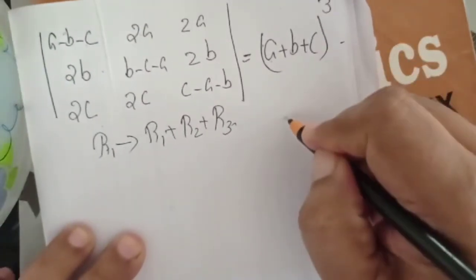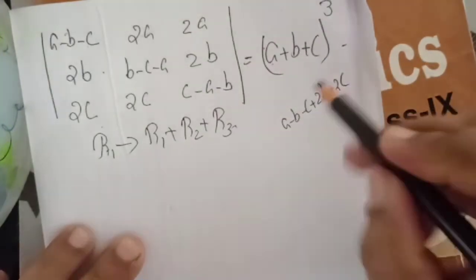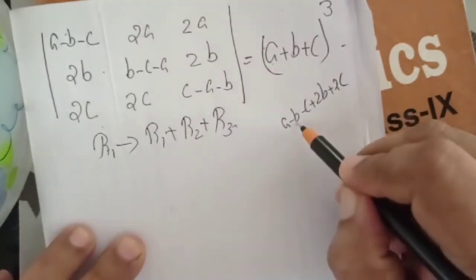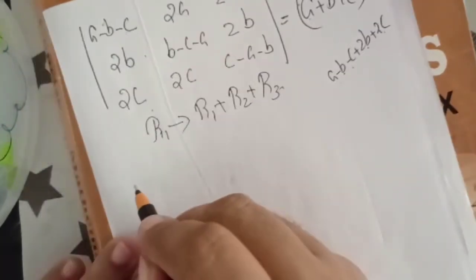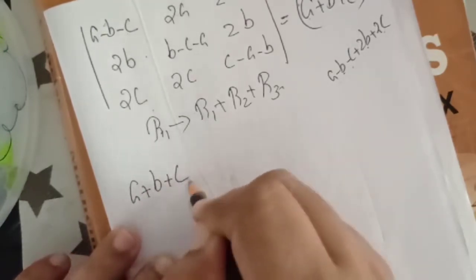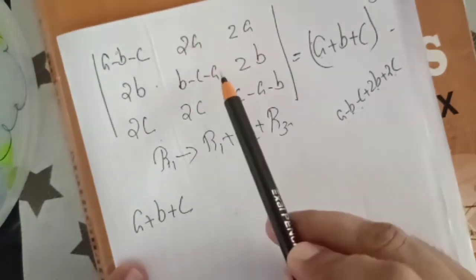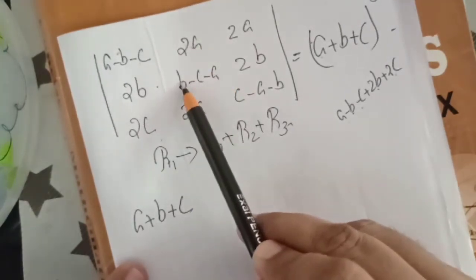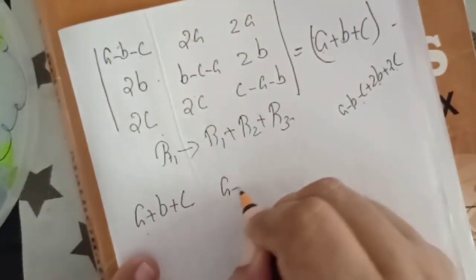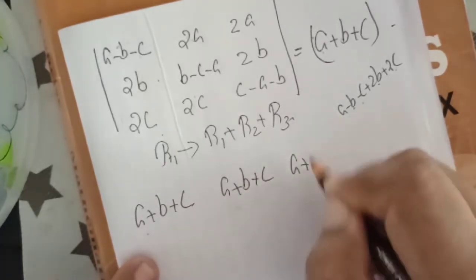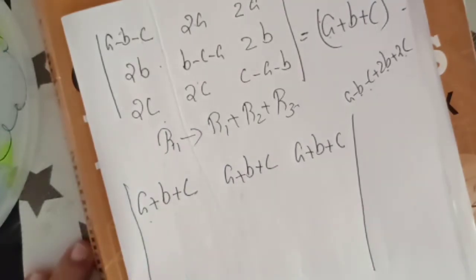Look here. A minus B minus C plus 2B plus 2C. Isn't it? Only one A is there. Minus B plus 2B, B. Minus C plus 2C, C. Therefore, this changes to A plus B plus C. The second one, when you add this also, 2A minus A plus B plus C. Therefore, A plus B plus C, A plus B plus C, A plus B plus C. The first row changes to A plus B plus C.